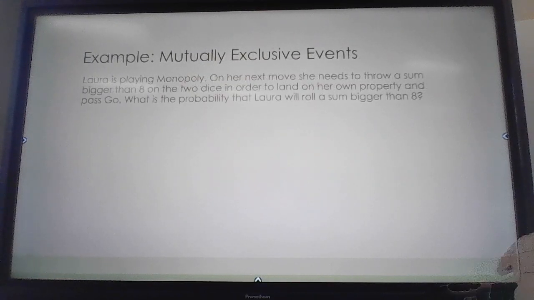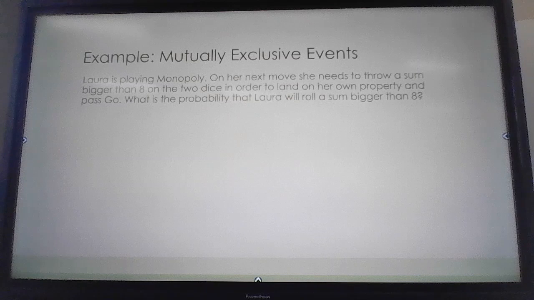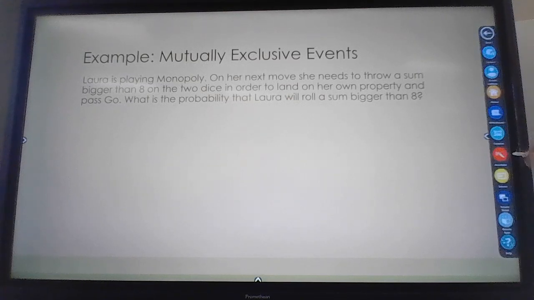Okay, here's another example. It says Laura is playing Monopoly. On her next move, she needs to throw a sum bigger than 8 on the 2 dice in order to land on her own property and pass go. What is the probability that Laura will roll a sum bigger than 8? Oops, sorry. So let's find out.